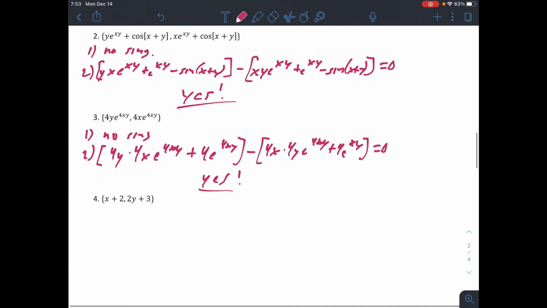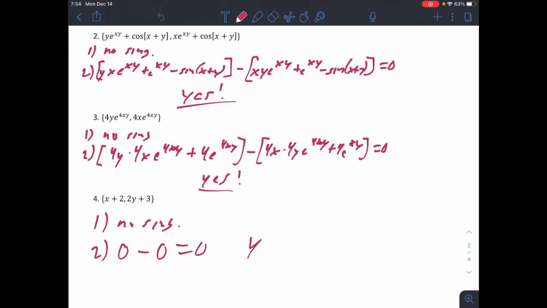Save the easiest one for last. Obviously no singularities here. And the derivative of the first one with respect to y minus the second part with respect to x. Obviously 0, so this one is also a gradient field.